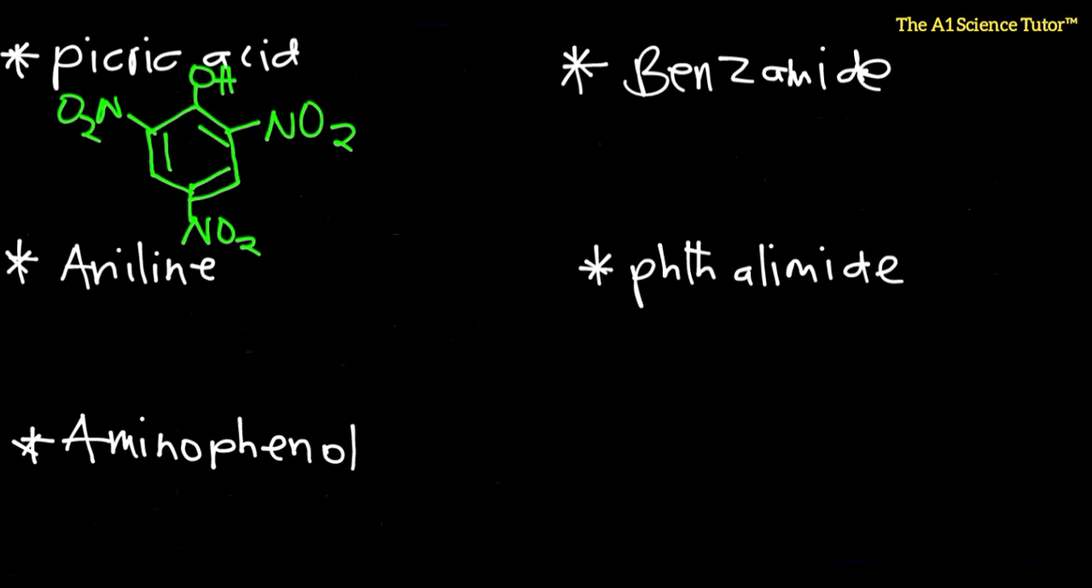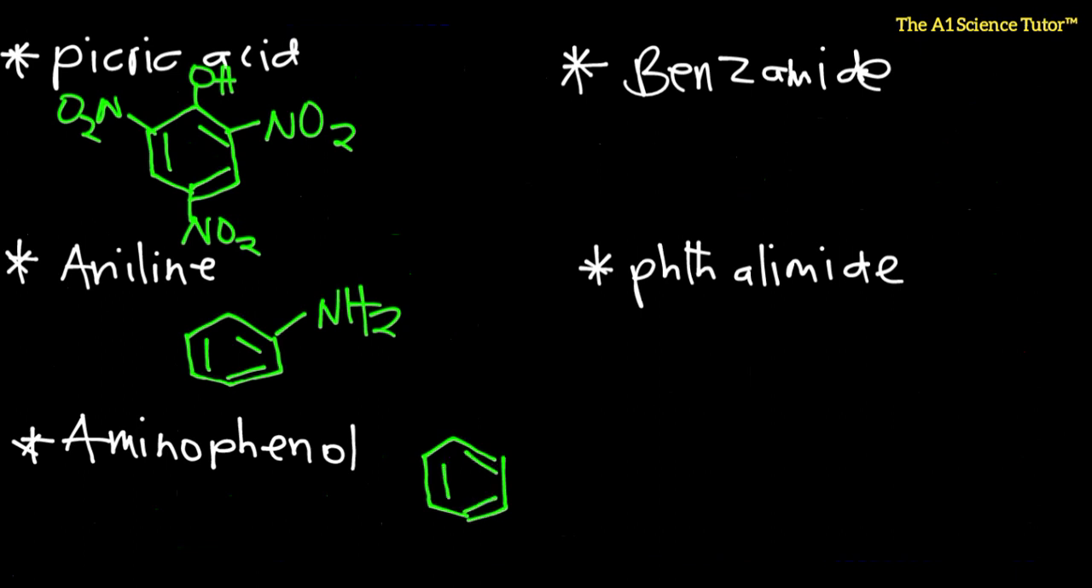How about aniline? Now aniline is basically a benzene ring with an amino group on any position at all. Now aminophenol. So we need to have an amino group and a hydroxy group on the benzene ring. So it should basically look like this. So this should be NH2 and I'm going to have OH there. So this is the structure of aminophenol.